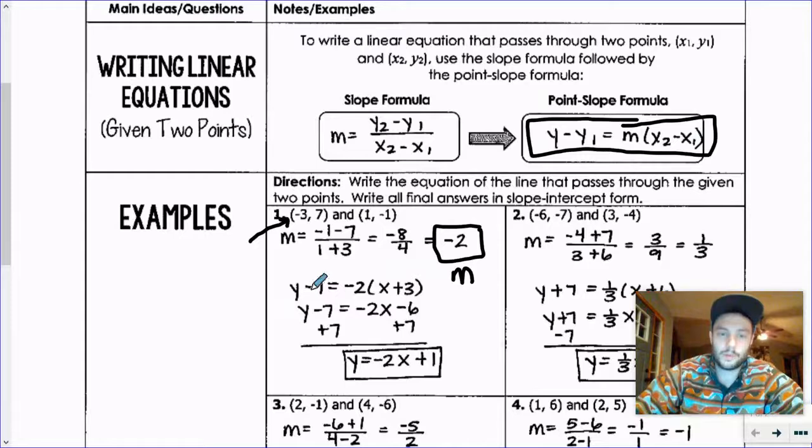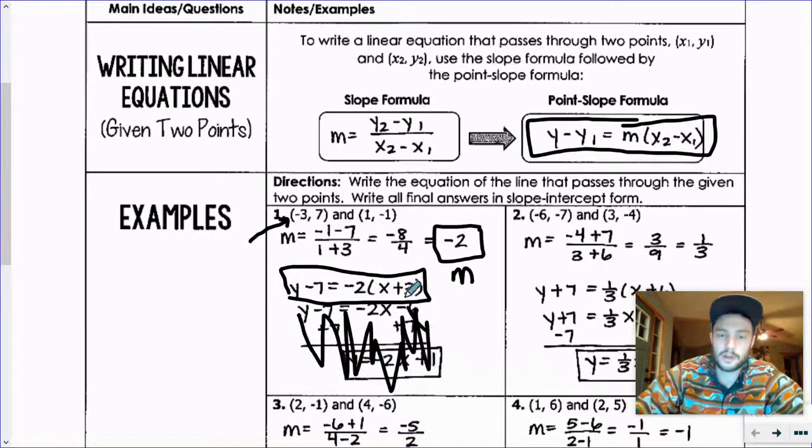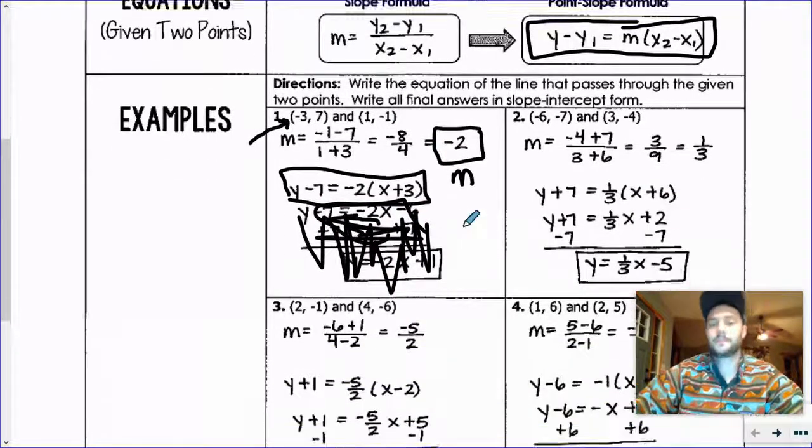When we're plugging this in, we're taking m and our point x1 and y1. y minus 7 equals negative 2 times x minus negative 3, or plus 3. You can stop here. You do not need to do this part, because remember, we don't need to solve. We can graph without that. We know how to graph with a point and a slope. We don't have to use all this. That's just extra, and that should save you some time.